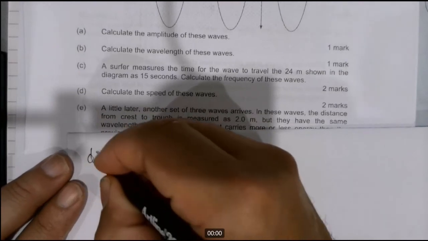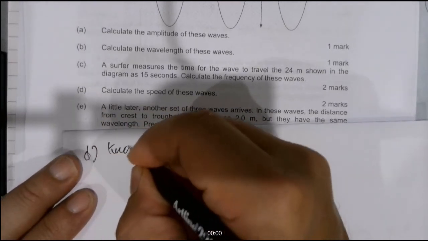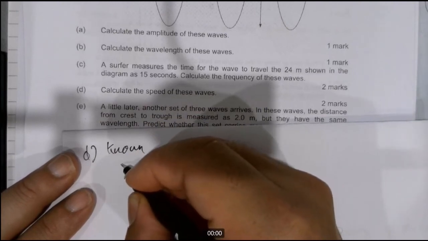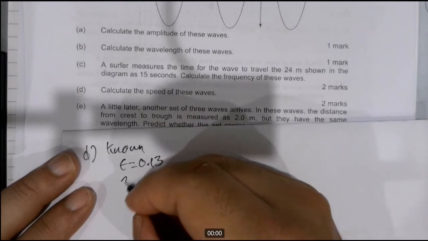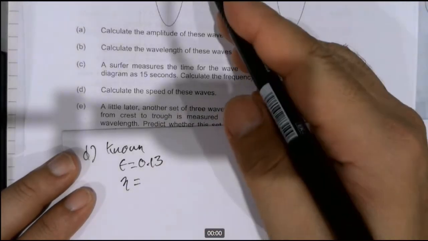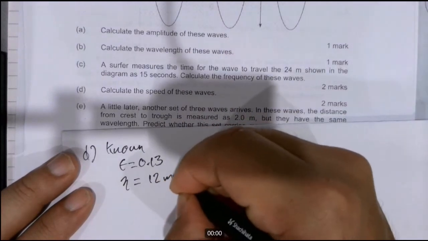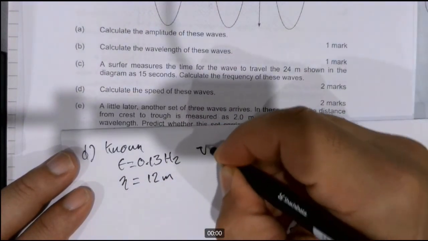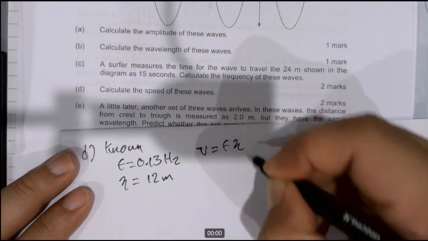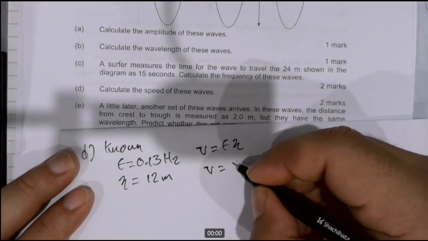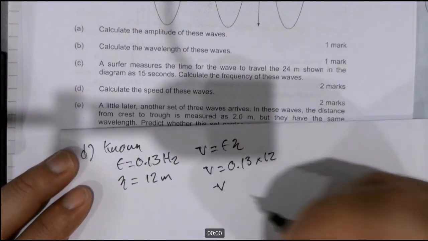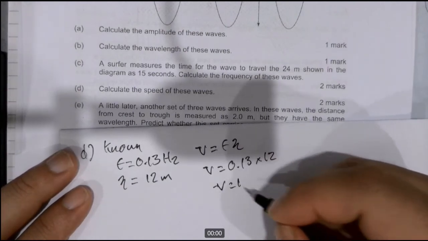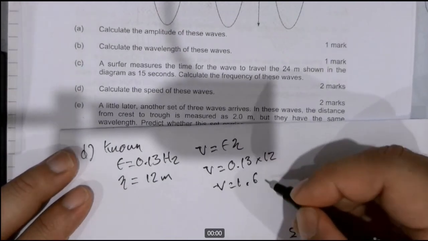Okay. D. So calculate the speed. We can calculate the speed now that we have all these variables. We know that the frequency is 0.13. We know that the wavelength is equal to 12 meters. And we know that speed is equal to frequency times wavelength. So we find out that speed is equal to 1.6 meters per second.